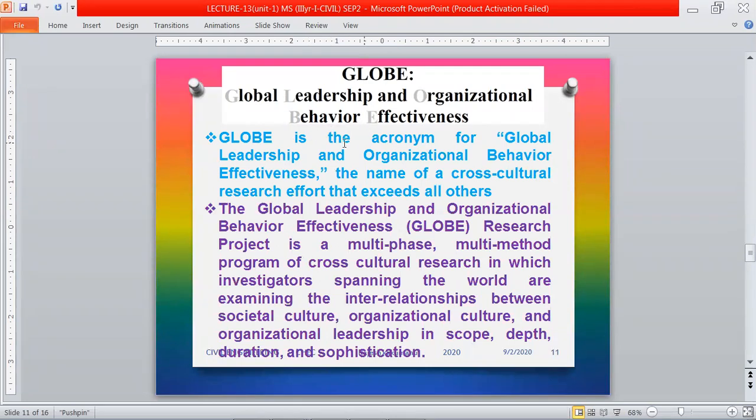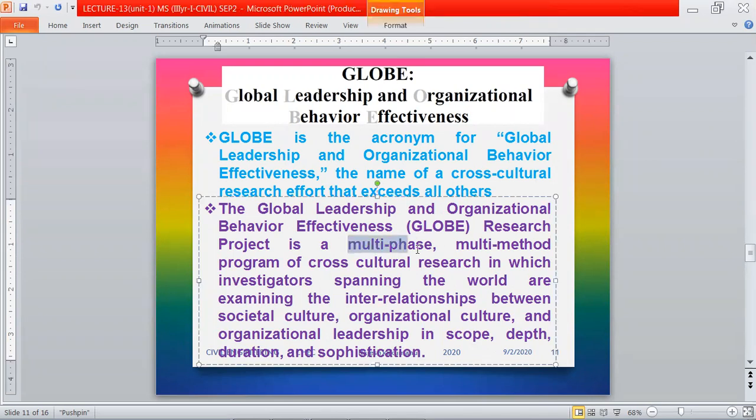GLOBE is an acronym for Global Leadership and Organizational Behavior Effectiveness, the name of a cross-cultural research effort that exceeds all others. It is a cross-cultural scenario where heavy and very deep research has been done on the efficiency of global leadership and organizational behavior. Next, the GLOBE Research Project is a multi-phase, multi-method program of cross-cultural research in which investigators spanning the world are examining the interrelationships between societal culture, organizational culture, and organizational leadership in scope, depth, duration, and sophistication.